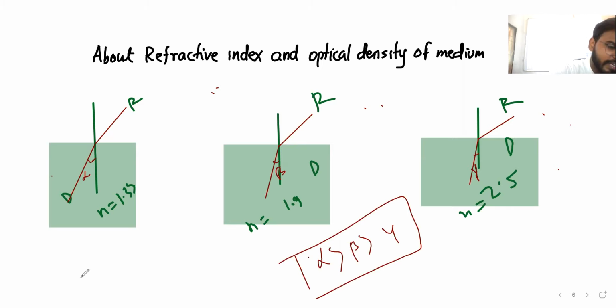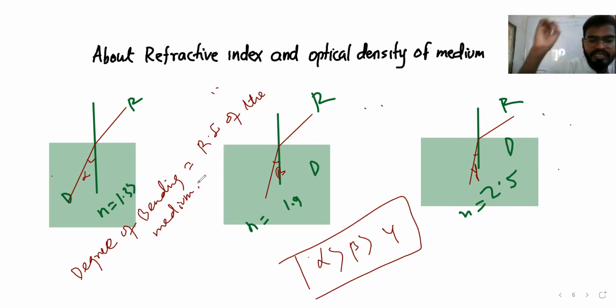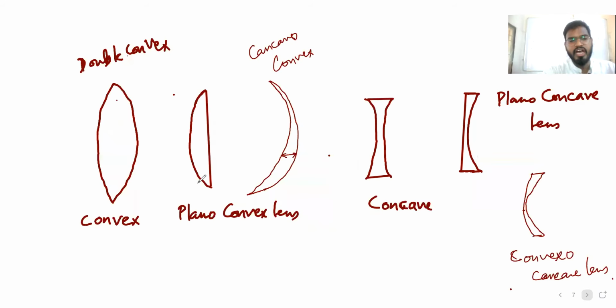So this point you can write: degree of bending is equal to the refractive index of the medium. So that we can write. Fine. Now we are going to see what about lenses.